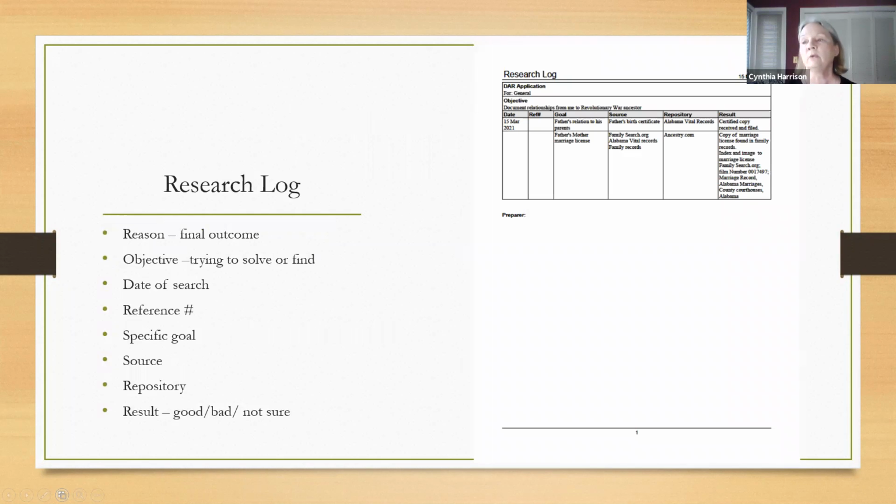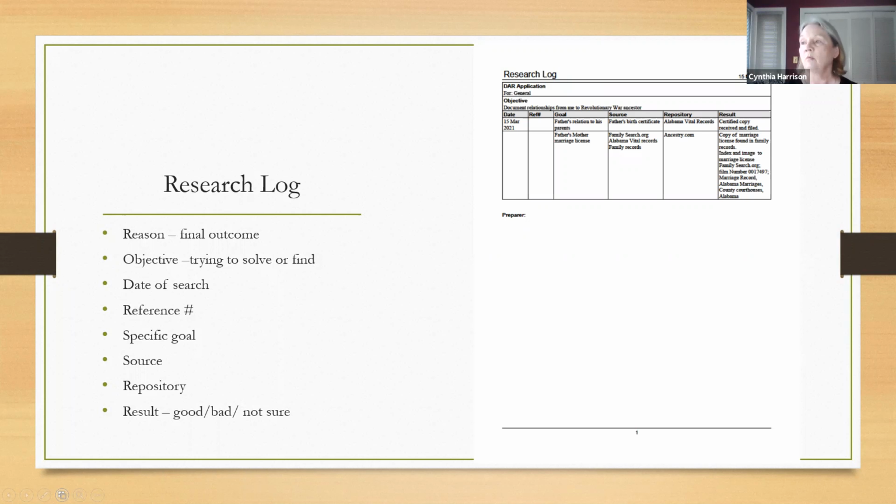Research log. A research log is very important. I wished I had understood more about research logs when I first started. A research log is to help you reach that final goal. This particular research log I started for my DAR application. That's my general goal. But my objective is that I've got to find the relationship from me to my Revolutionary War ancestor. And so with each step, I've put the date that I started, what the goal is, and what I need to find, and if I found it.